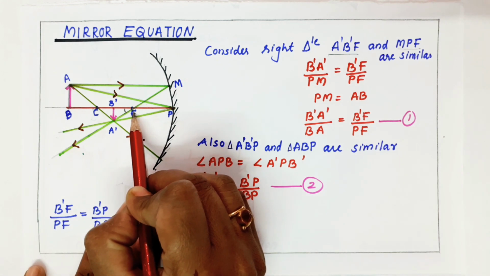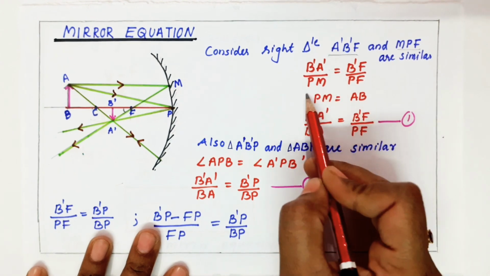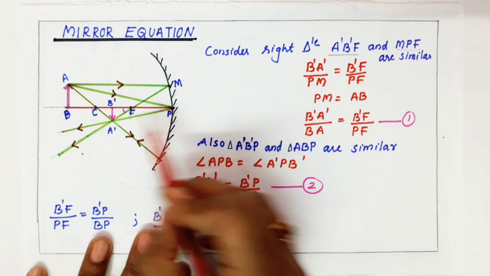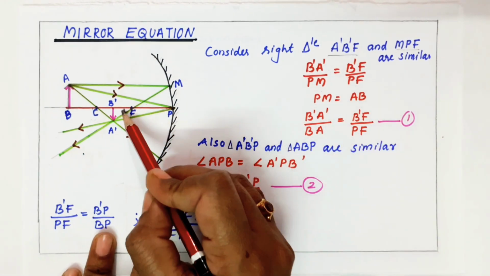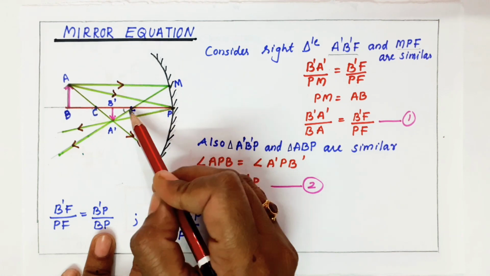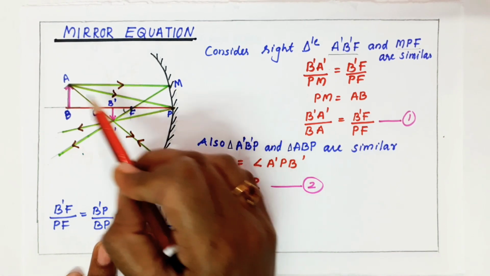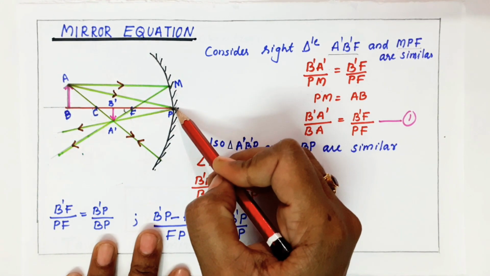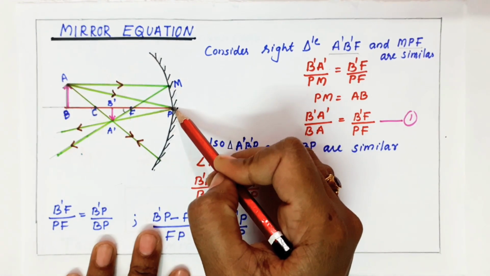So I am taking the similar sides. B dash A dash by PM. That means we are taking the similar sides equal to B dash F by PF. Why are we taking this triangle? Actually, we are taking 2 triangles with respect to F. As your object is here, this AB is similar to your PM. So we are considering this AB and PM are same.